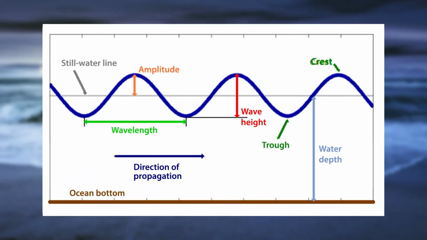That is, the level the calm water surface would have without any waves disturbing things. The wave height is the vertical distance between a crest and a trough. The horizontal distance between any two corresponding points on successive waveforms, such as from crest to crest or from trough to trough, is the wavelength.